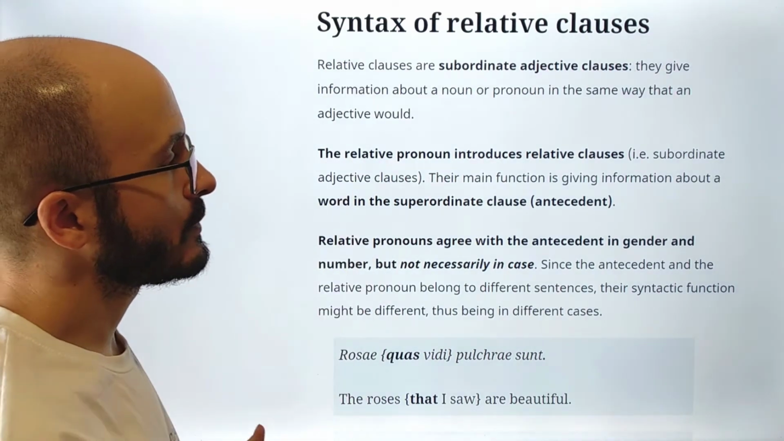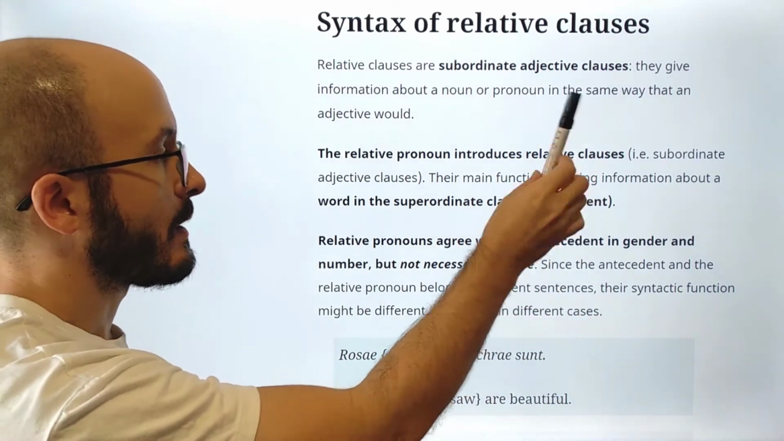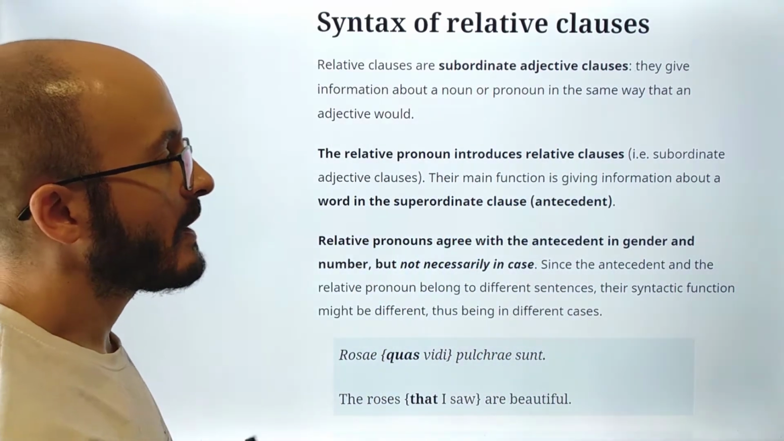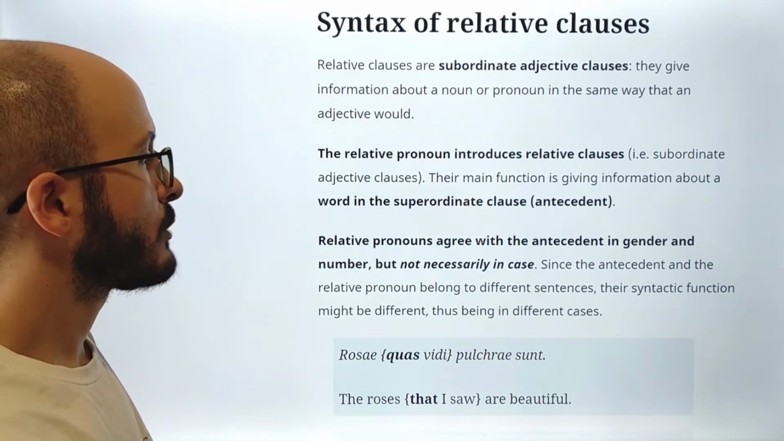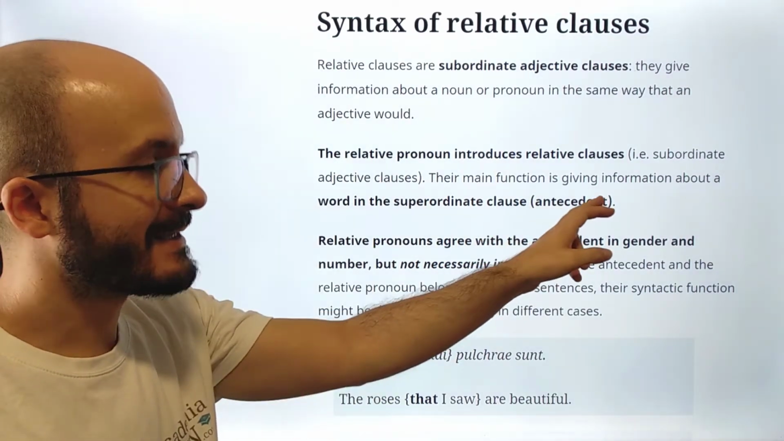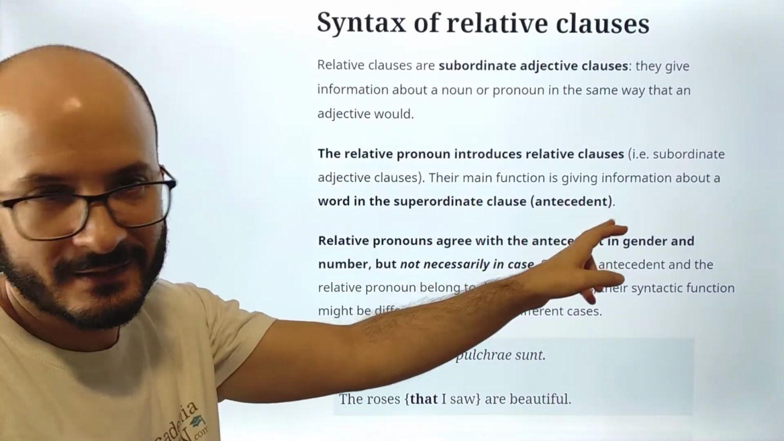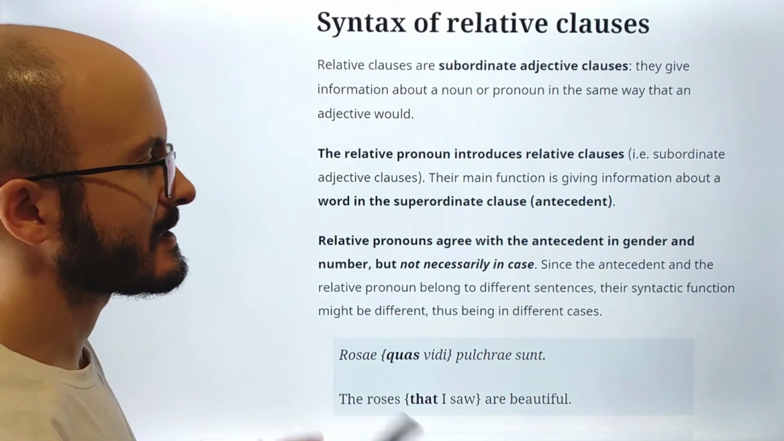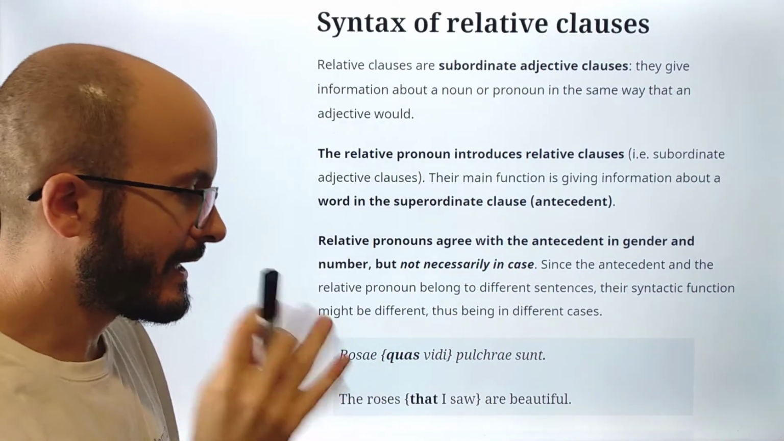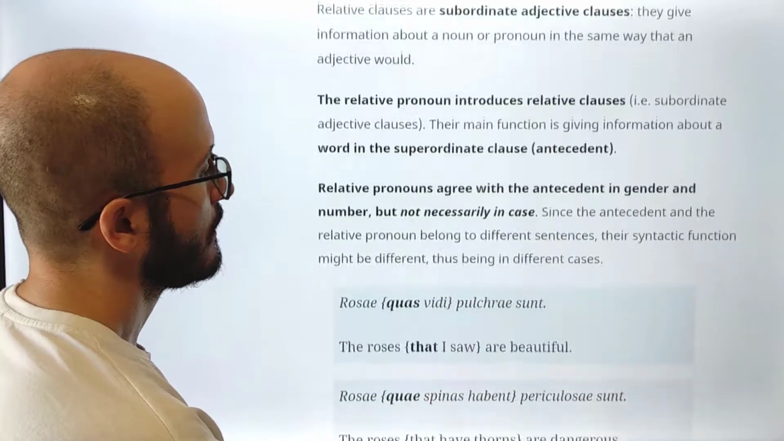The relative pronoun introduces relative clauses, obviously, that is, subordinate adjective clauses. Their main function is giving information about a word in the superordinate clause, which is called the antecedent. I really don't know how to pronounce this, but I guess it's antecedent. So again, what is the antecedent? We are going to see now in the examples.